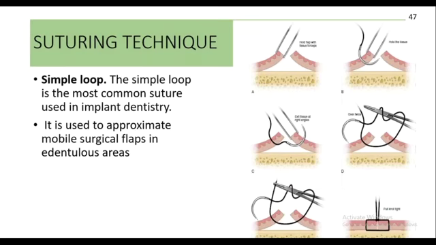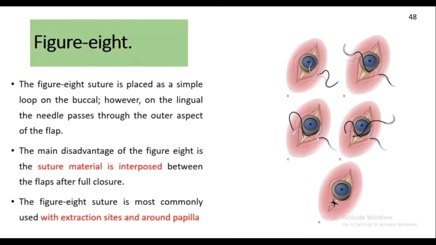Now coming on to the suturing technique, the last thing that we do is suture and approximate the site. There are various suturing techniques, like the simple loop, which is most commonly used in implant dentistry. After which you have the figure of 8 suture that is placed on the buccal side. The loop is taken from the buccal side, and on the lingual side the needle passes through the outer aspect of the flap. But the main disadvantage is that the suture material is interposed between the flap. It's basically used during the extraction site and around the papilla.